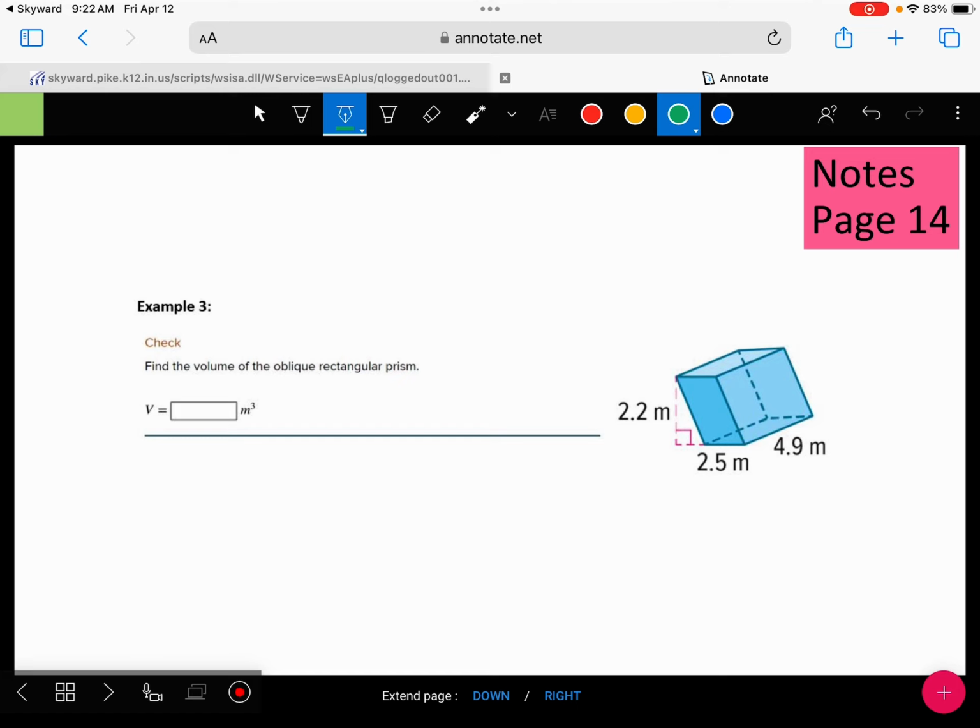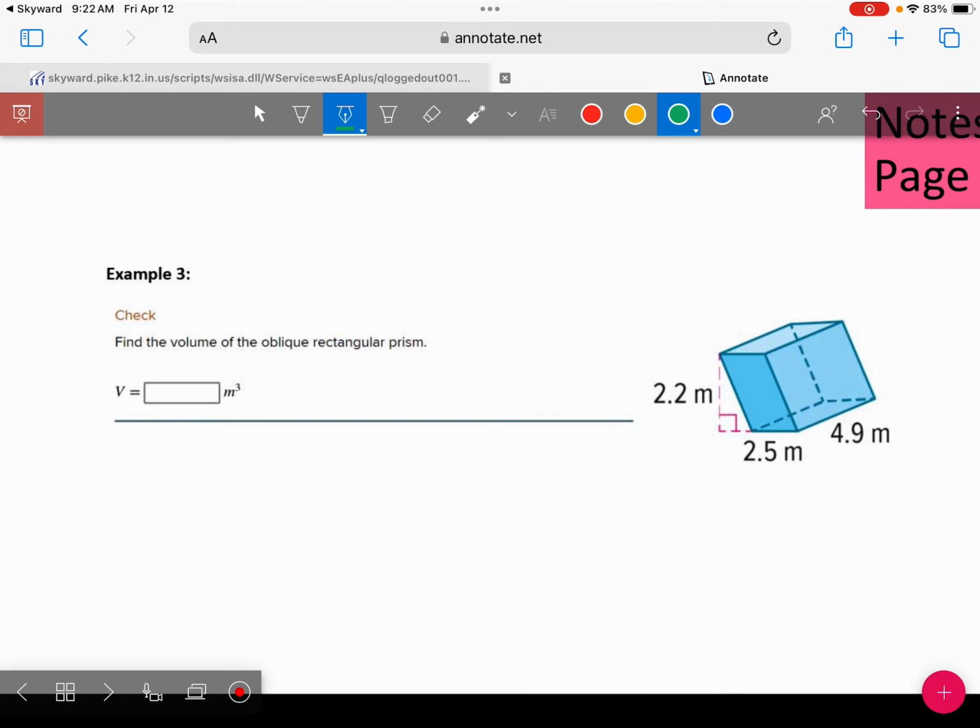All right, so we have one more. So go to the next page. One more prism that we're going to find the volume of. So the first thing you want to do, oblique just means that it's leaning. That's all that means, is that it's leaning.